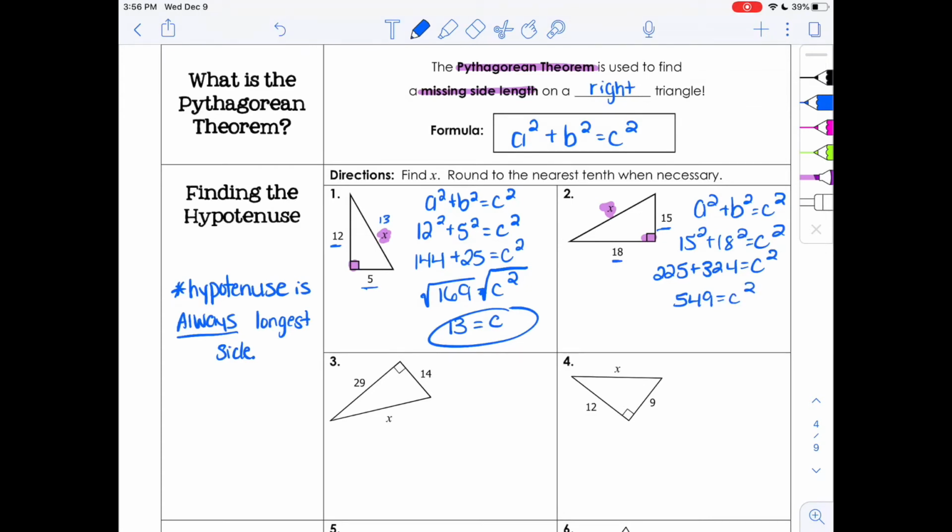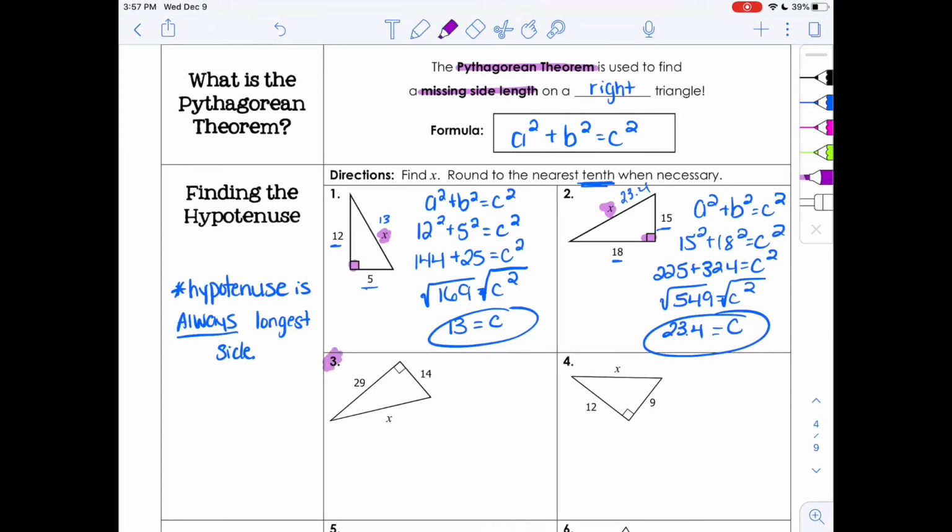And again, I'm solving for c. So I have to have c completely isolated. So I'm going to find the square root because that's the opposite of squaring. And 549 is not a perfect square. Even if it was, it's bigger than the ones that I have to know. So I can use a calculator. The square root of 549, and we're going to round to the nearest tenth because my directions tell me to, is 23.4. So my missing side length is 23.4. And again, that hypotenuse should be the longest. And when I look at my three numbers on my triangle, it is the longest.